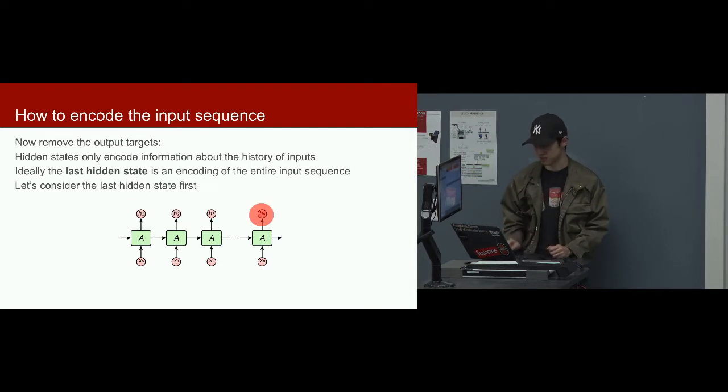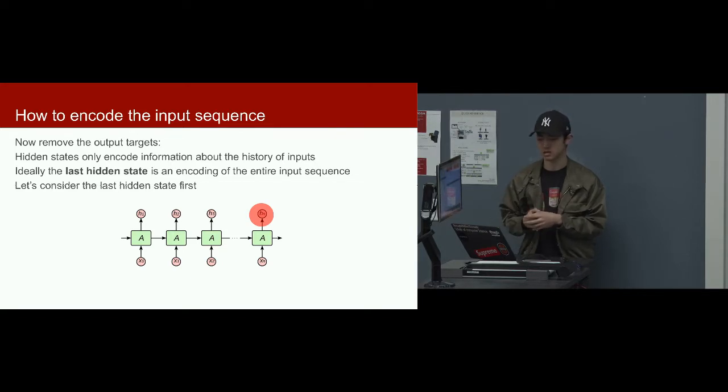But now let's consider we just remove these downstream sequence labeling tags. Now those hidden states more or less store information about the input sequence using the recurrent cell. Ideally, based on the RNN assumption, the last hidden state would contain all the past history about the whole sequence. So in a well-trained network, we could just use the last hidden state as a compact representation, a compact encoding of the input sequence.